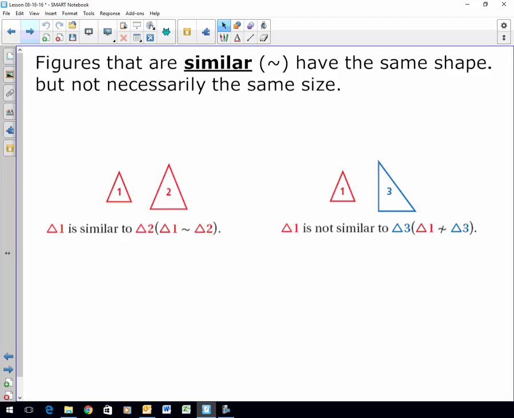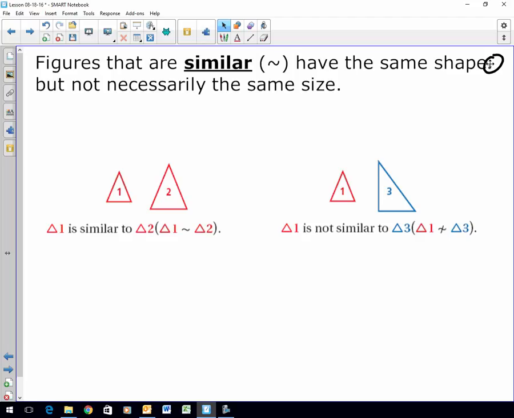That's an important one to write down. I want you to write down this part right here. You can stop right there. Figures that are similar have the same shape. Now, I'm going to let you know that they do not necessarily have the same size. But we'll talk about that throughout the lesson.